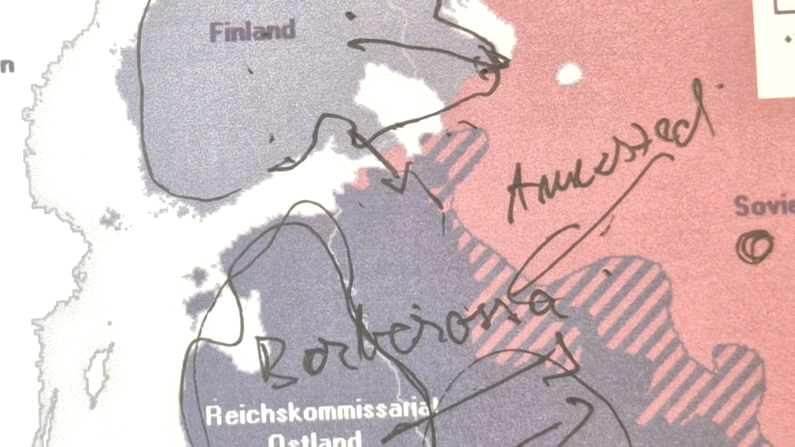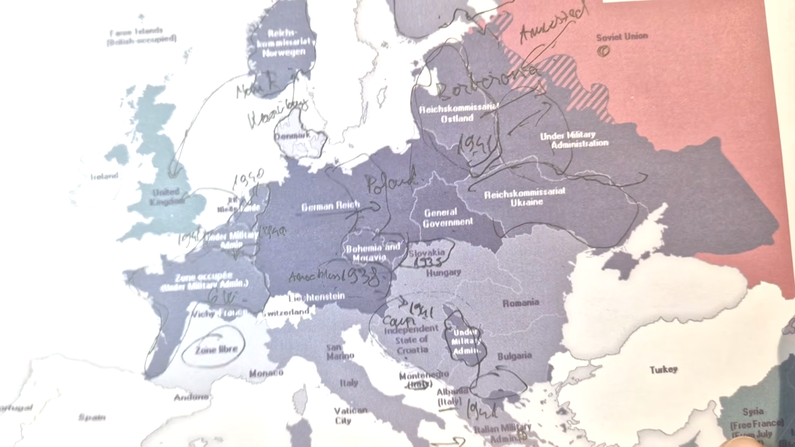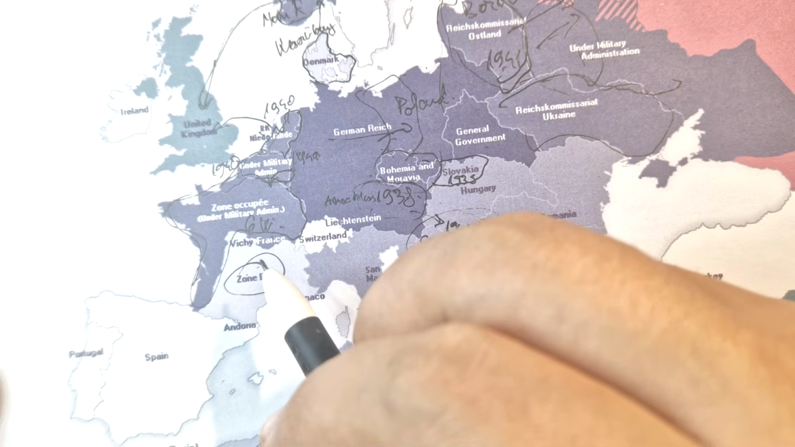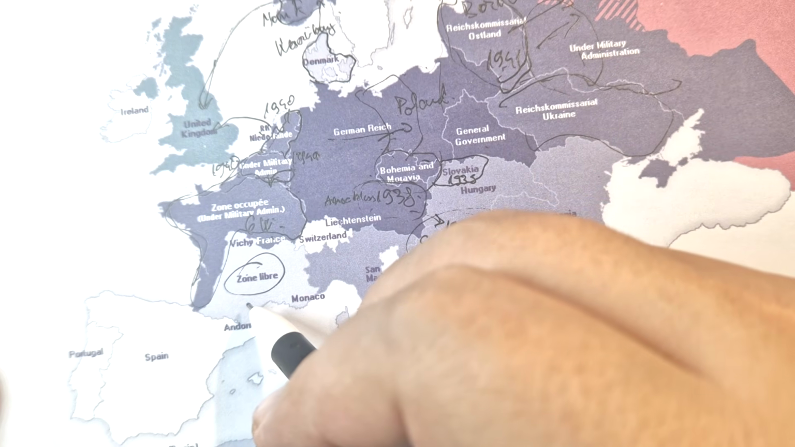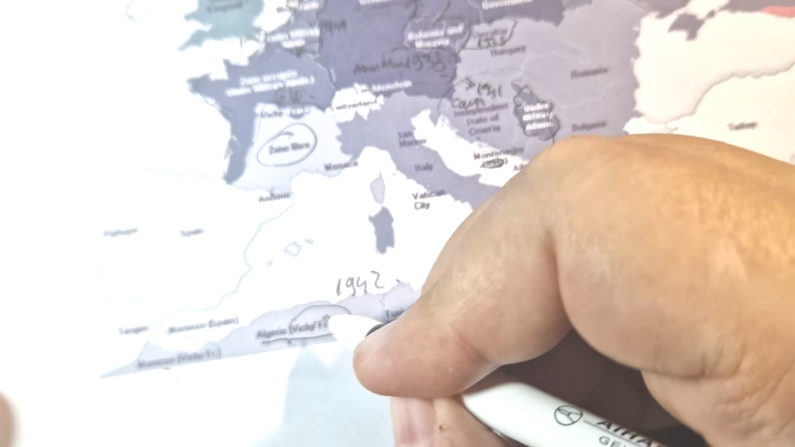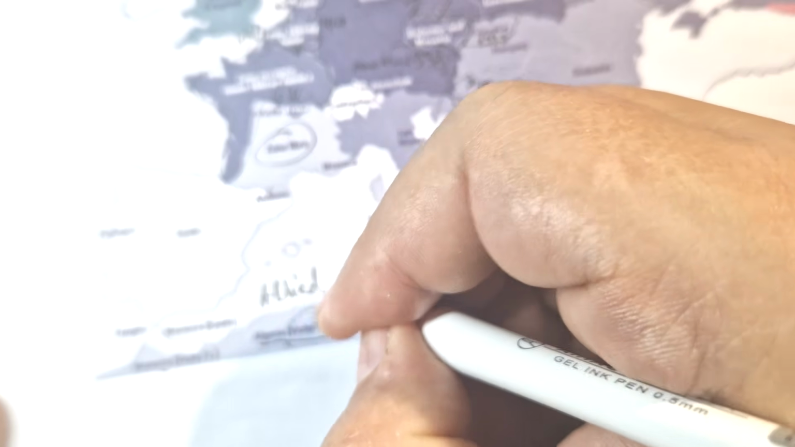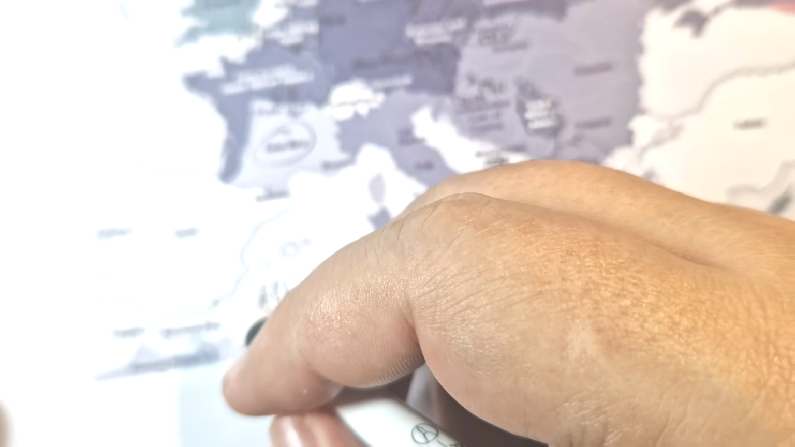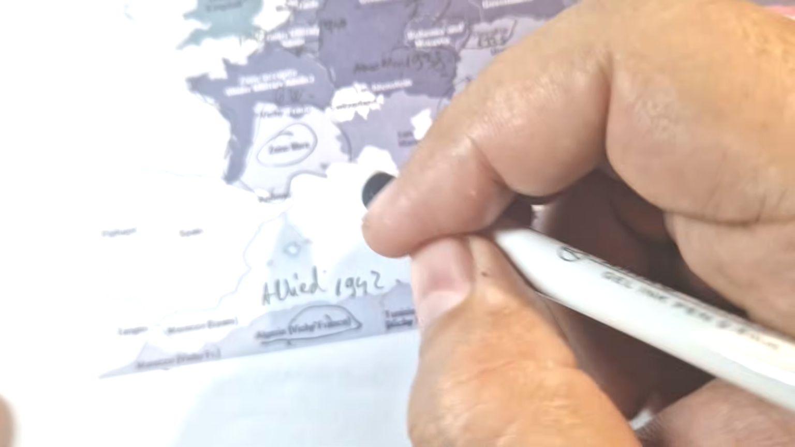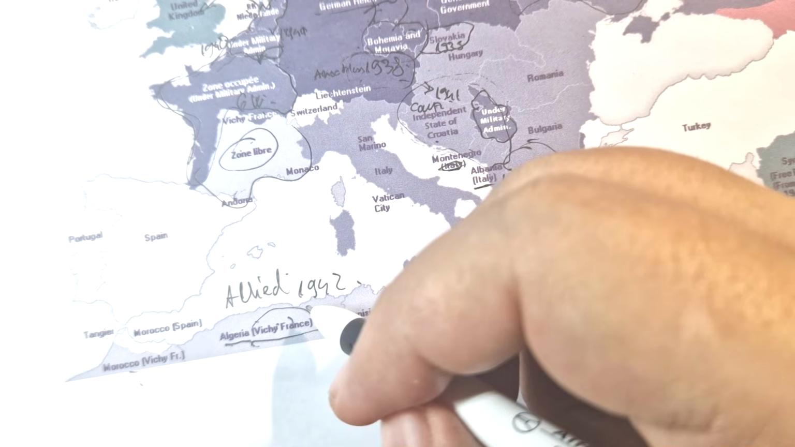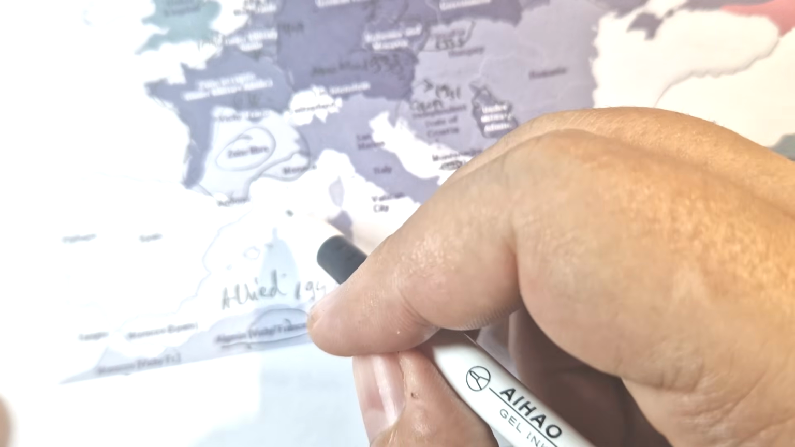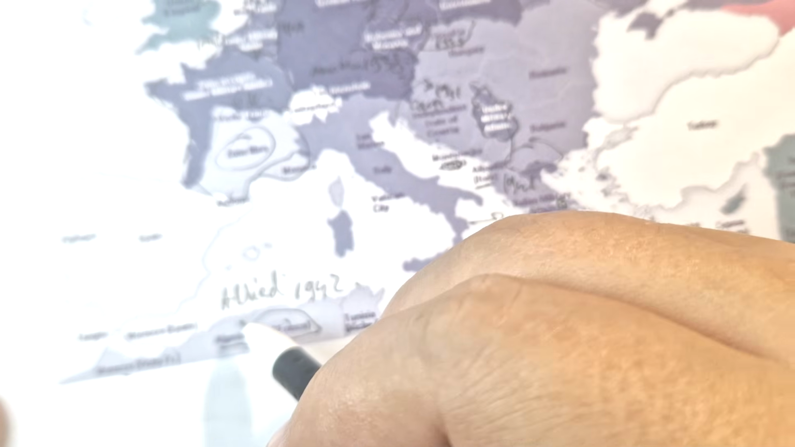Next, 1942. Well, in 1942, Vichy France, after the Allied landing in North Africa, saw Germany's expansion into the new zones. Germany fully occupies France. Italy occupies southern France, and the Vichy regime loses its entire autonomy.